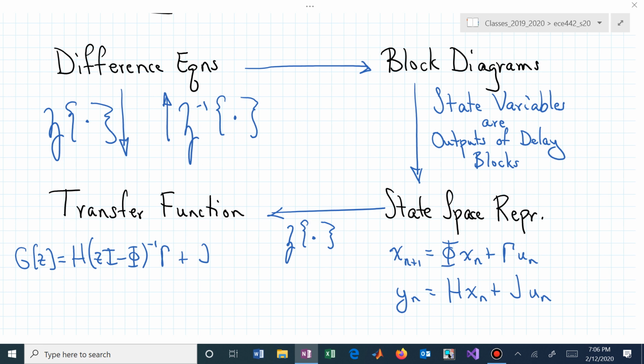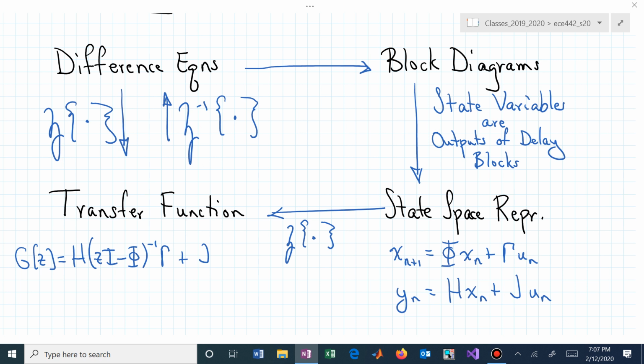For example, you could start with difference equations, which we will do, I hope, in a little bit, and build a block diagram, an all-delay block diagram corresponding to a difference equation. We can then find the state space representation by labeling the outputs of those delay blocks as state variables. Then we have a state space representation. We could directly Z-transform the difference equations to get a transfer function.